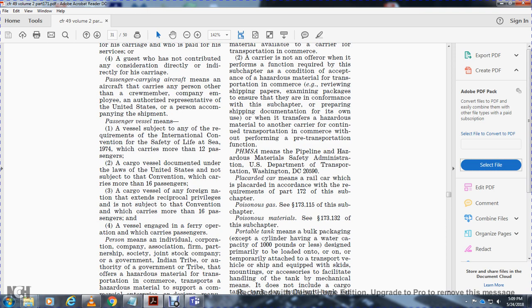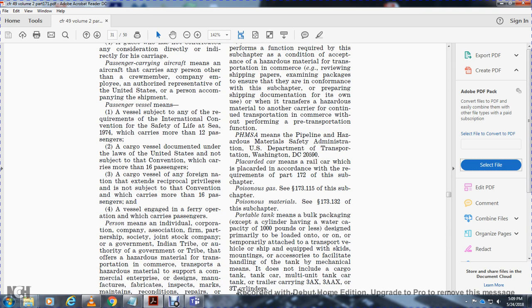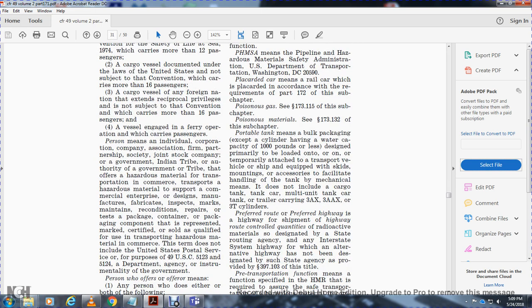Shipped on skids, mounted with accessories to facilitate the handling of the tank by mechanical means. It does not include a cargo tank, a tank car, multi-unit tank car tanks, or trailers carrying 3AX, 3AAX, or 3T cylinders. Preferred route means the preferred highway for a highway route controlled quantity of radioactive materials, designated by the state routing agency, or any of the interstate highways for which an alternate highway has not been designated by such state agency, as provided through statute in 397.103 of this title.